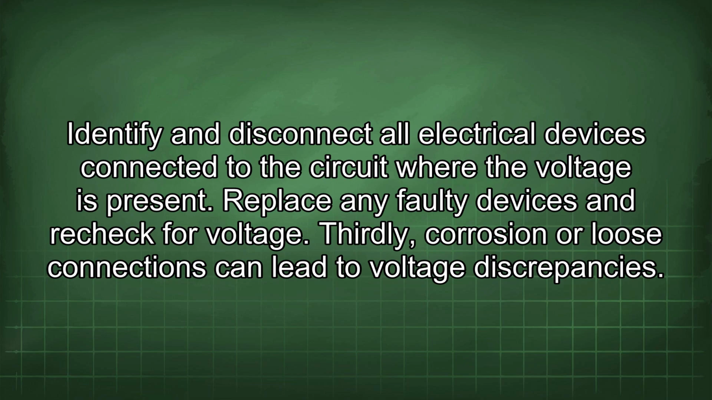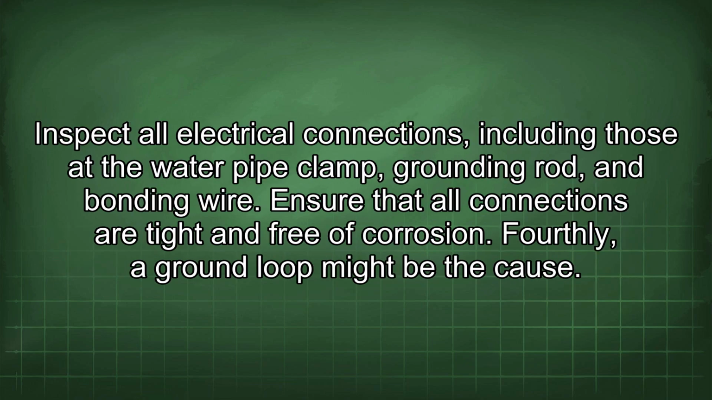Thirdly, corrosion or loose connections can lead to voltage discrepancies. Inspect all electrical connections, including those at the water pipe clamp, grounding rod, and bonding wire. Ensure that all connections are tight and free of corrosion.